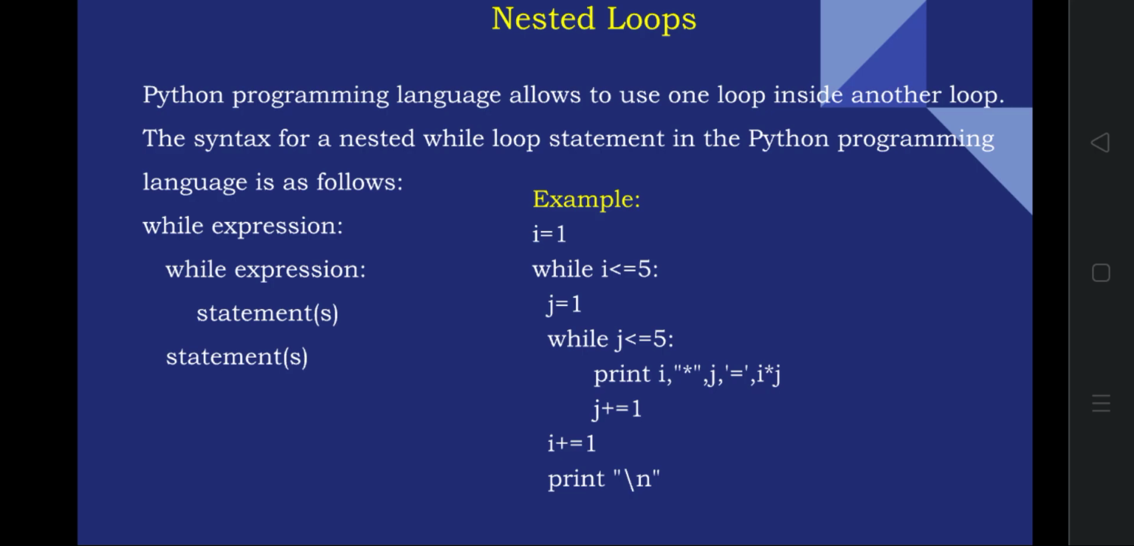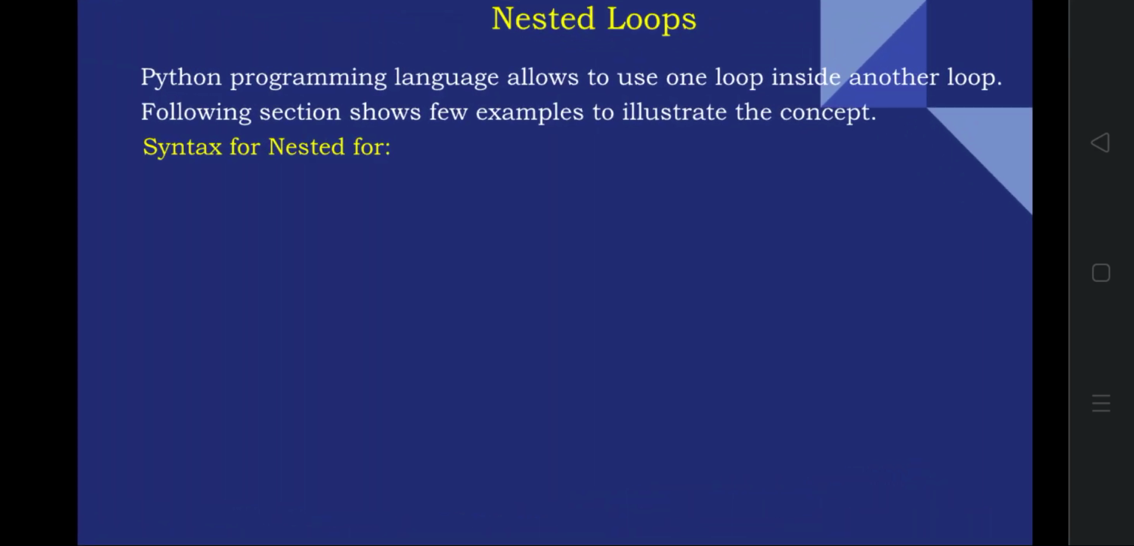So for i equal to 1, i less than 5, and then for j less than 5, we print i into j, that means the multiplication of i and j. This is how the i and j loops are incremented in the nested loop to print the multiplication values of i and j. Python programming allows us to put one loop inside the other loop. The following sections show a few examples to illustrate the concept.